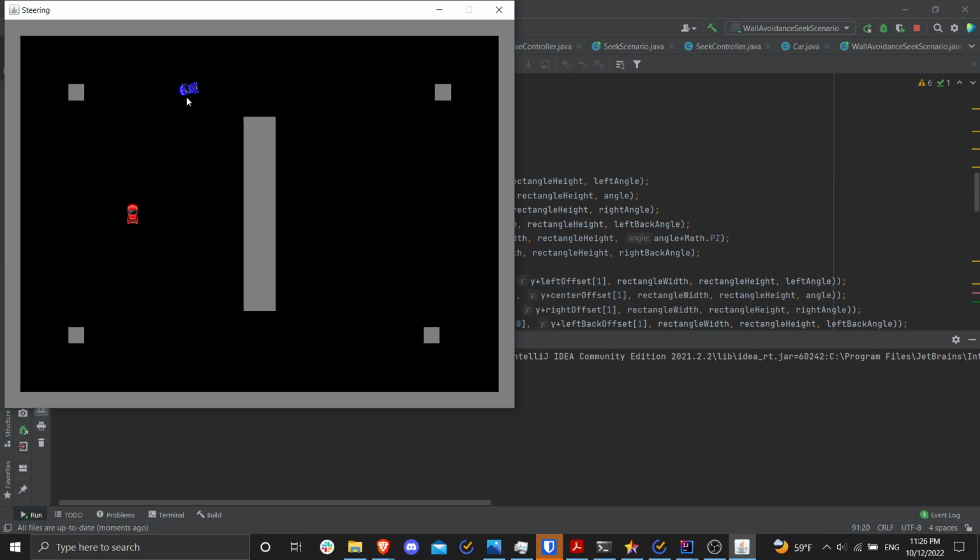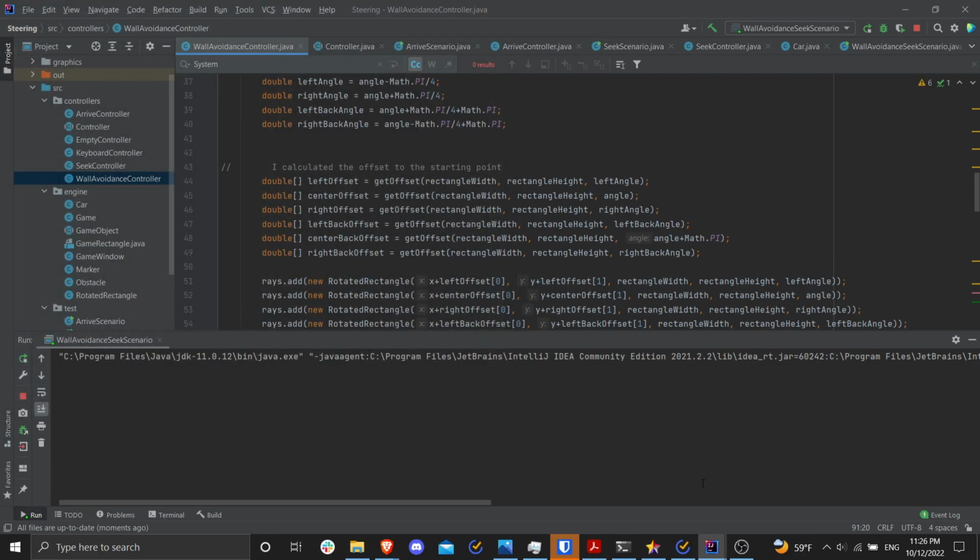But also, this car is still trying to go here. So it's a vector addition of the acceleration, but that's about it.